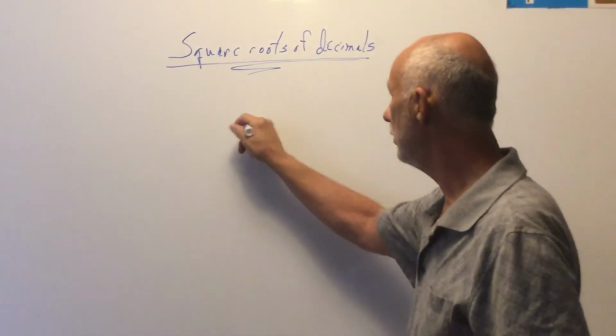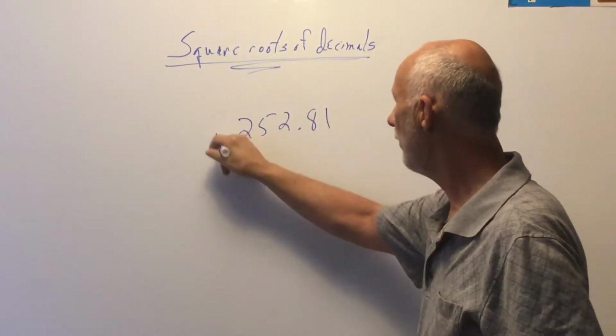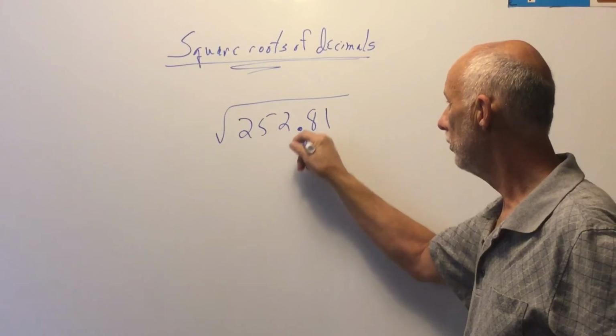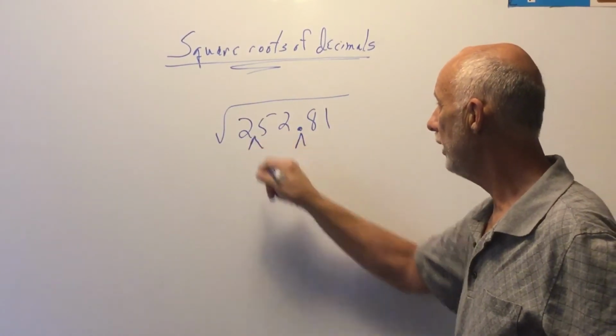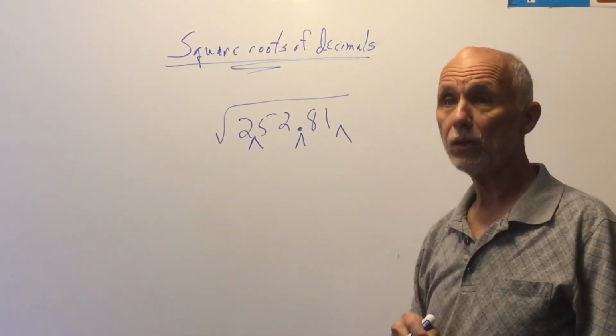252 and 81/100. Once again, if I want the square root of that, mark off every 2 places from the decimal, every 2 places to the right, and every 2 places to the left. And then just do the algorithm.